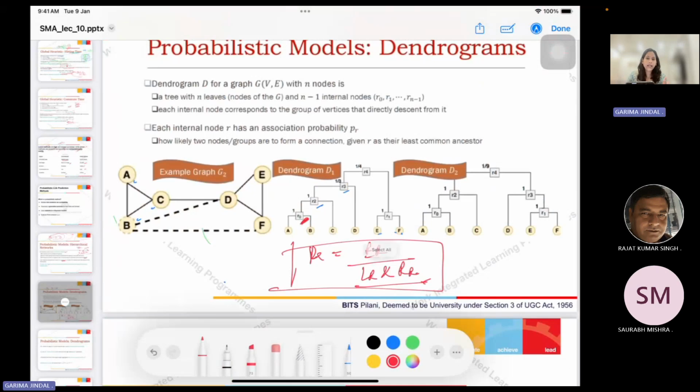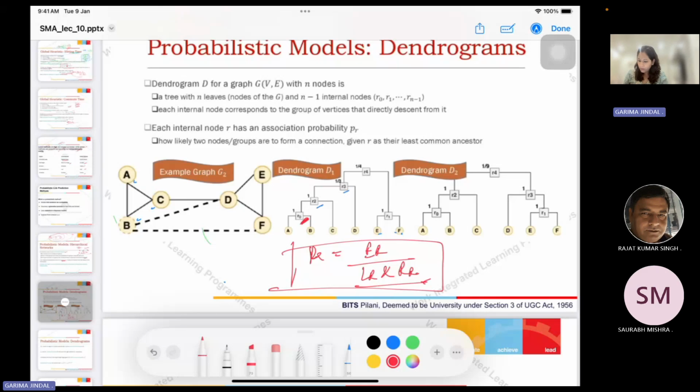So what is ER? ER is the number of edges in the original network, in the original graph. And your denominator is the total number of possible edges. This gives you the probability of this internal node.